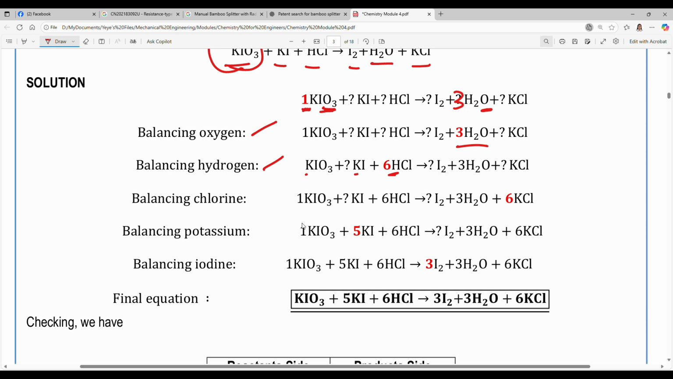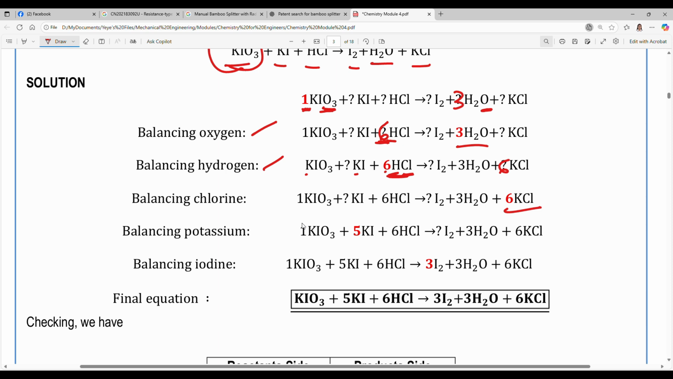So for hydrogen, if we look at the product side, you have 3 times 2, 6. How many should we put here to make it 6? So you will write here 6, so that you have 6 hydrogen. Then chlorine, 6 times 1, that is 6. So what should we write here to balance chlorine? We also write 6.